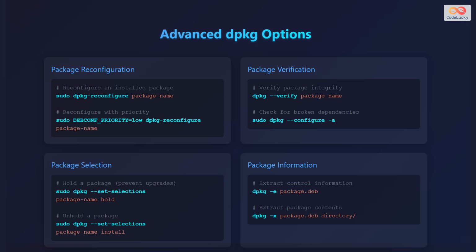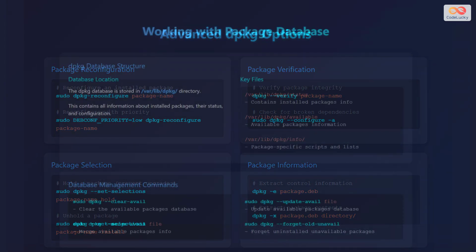Finally, regarding package information, to extract control information from a package, use the command dpkg followed by the package name with the .deb extension. To extract the package contents to a specific directory, use the command dpkg followed by the package name with the .deb extension and the target directory.